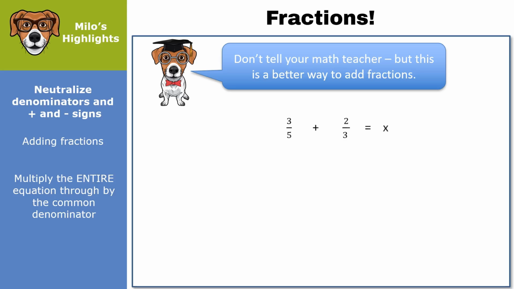Check out this equation. Okay, first you got to figure out what the common denominator is. Whenever you add fractions, there's just no way around that. So the common denominator is 15.